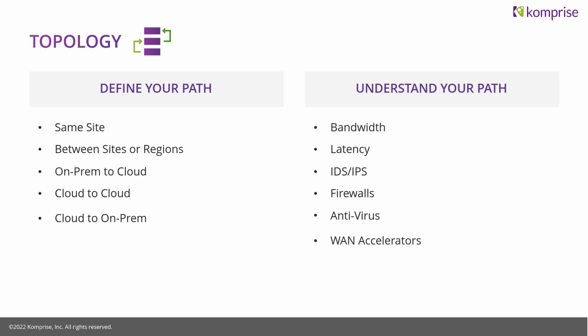Look at your bandwidth. Once you say, okay, I'm going from on-prem to the cloud, what is my connectivity like? Understand your latency. Is there any intrusion detection or intrusion prevention systems, firewalls, antivirus, WAN accelerators? They all can get in the way, and they all can introduce what I like to say is a toll, and you have to pay that toll along the way in latency.